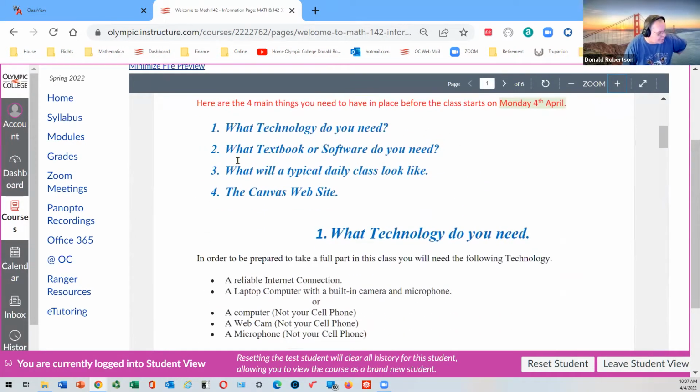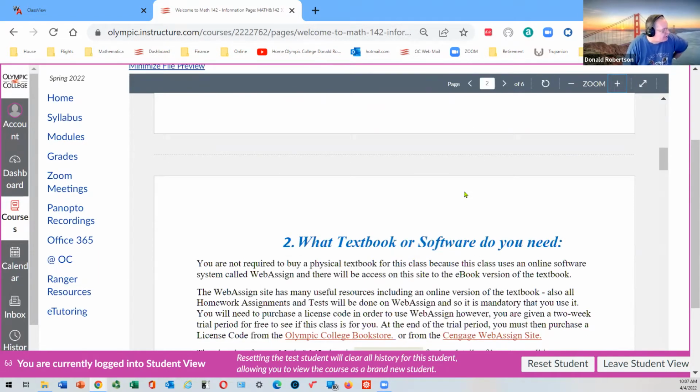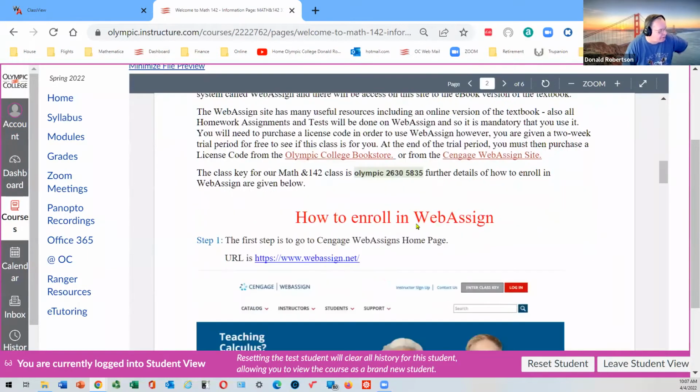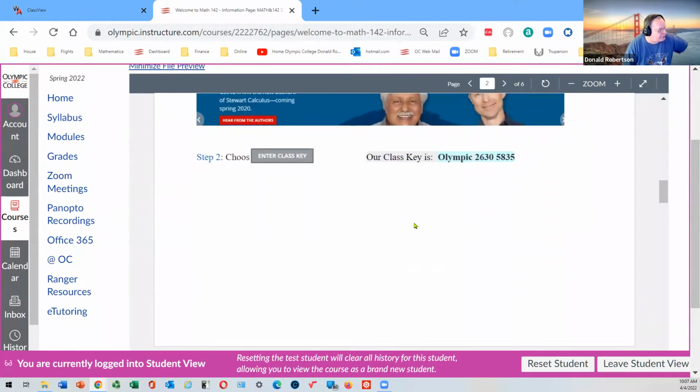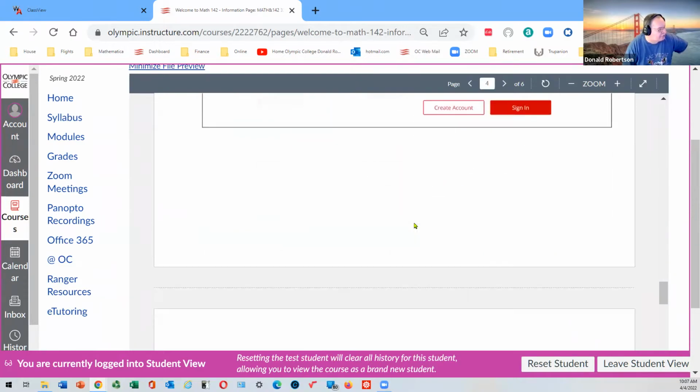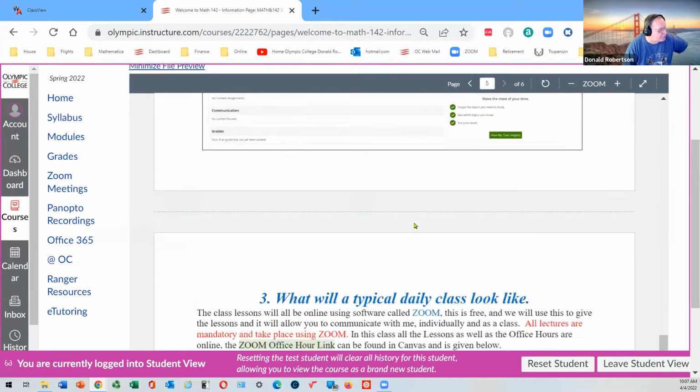So you talk about the technology you need, camera, video, all that good stuff, computer. You don't need a textbook, but this class uses WebAssign, and this is our class's login key. So by the end of today, I hope you enroll in WebAssign. And these pages here take you through all the steps that you need to join our class on WebAssign.